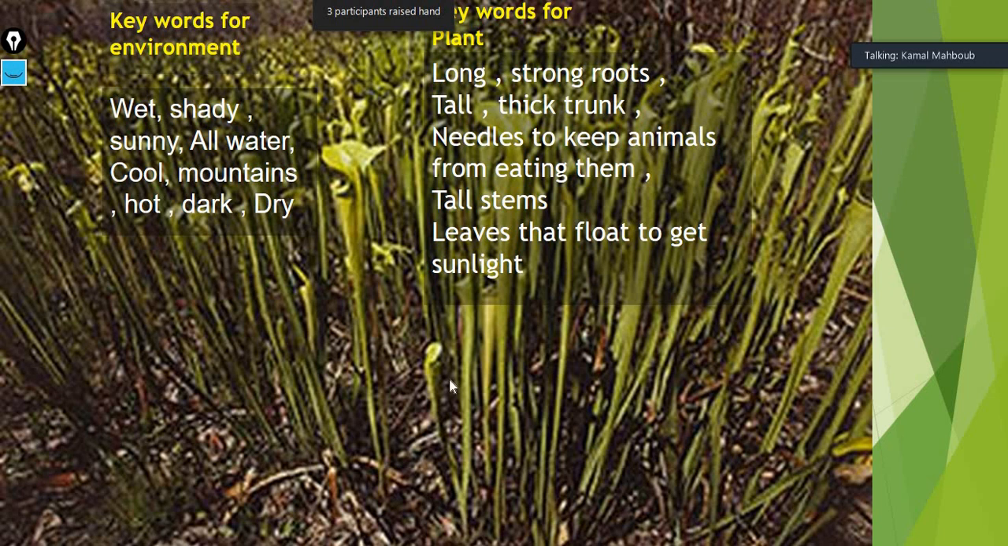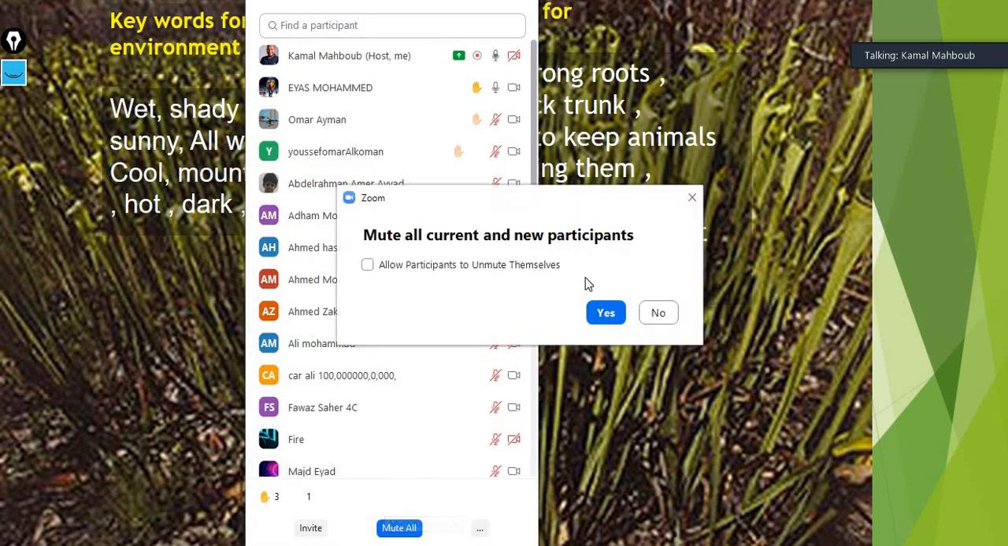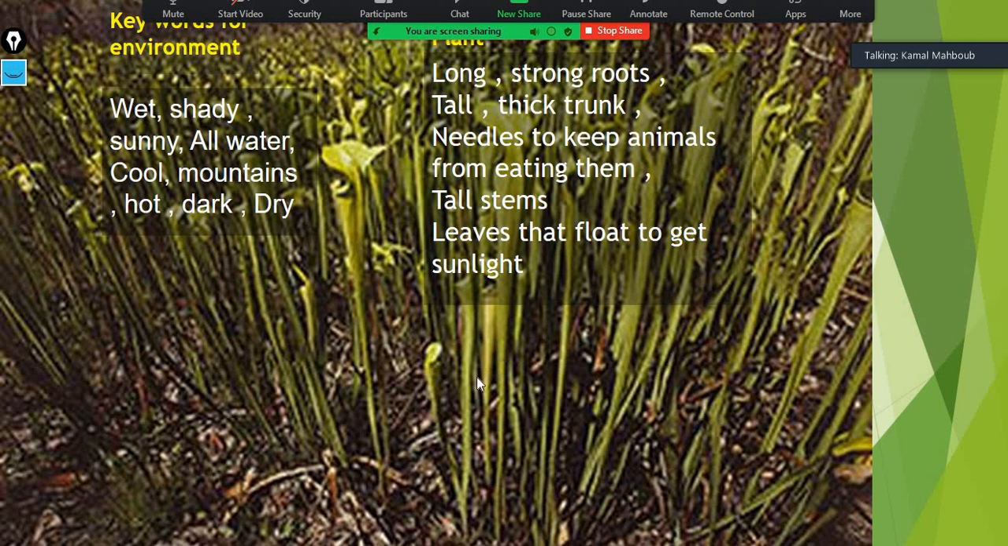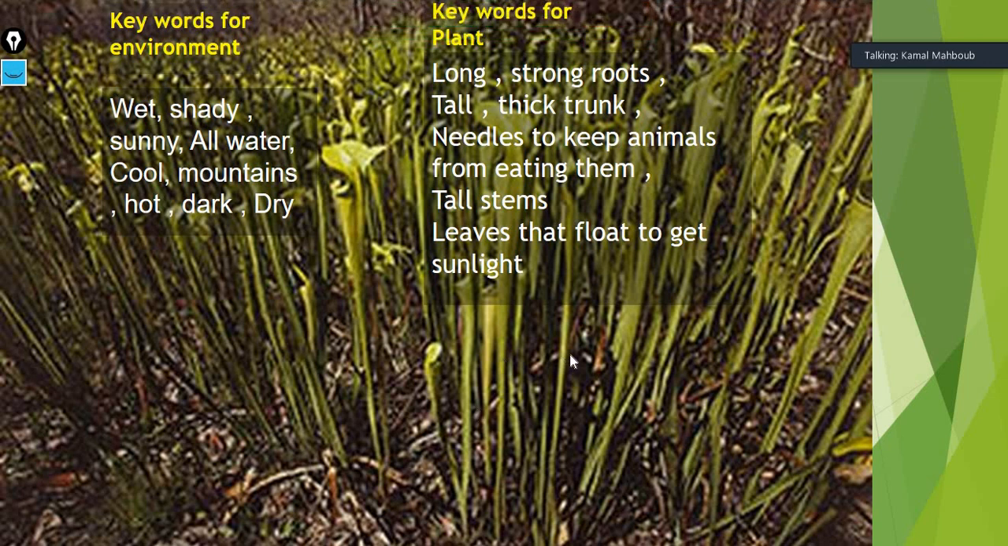So the stem of the plant will become very, very tall to absorb the sunlight. Okay, now again, this place is wet and dark, so the stem will become tall to absorb the sunlight.